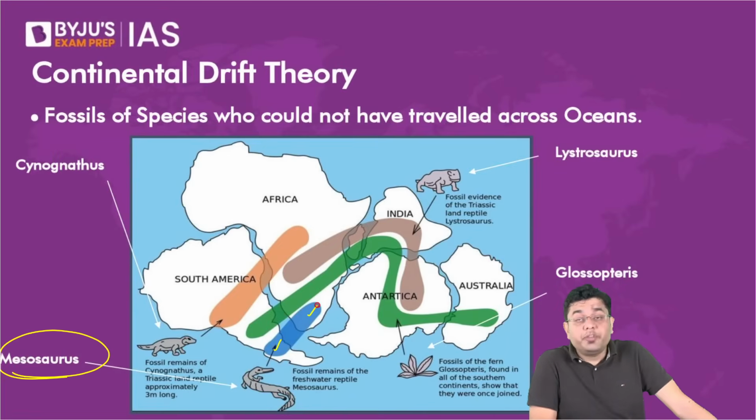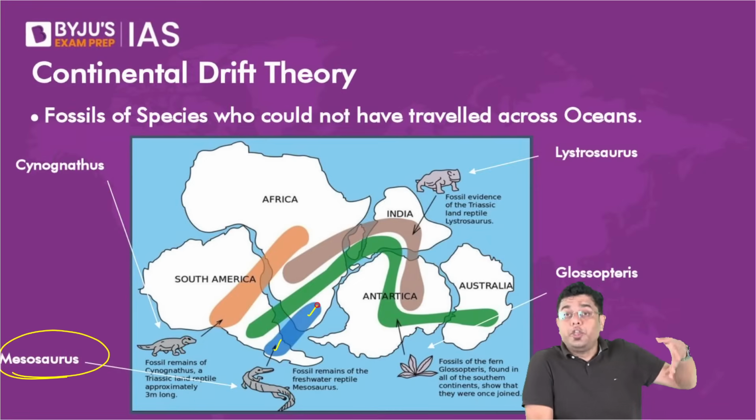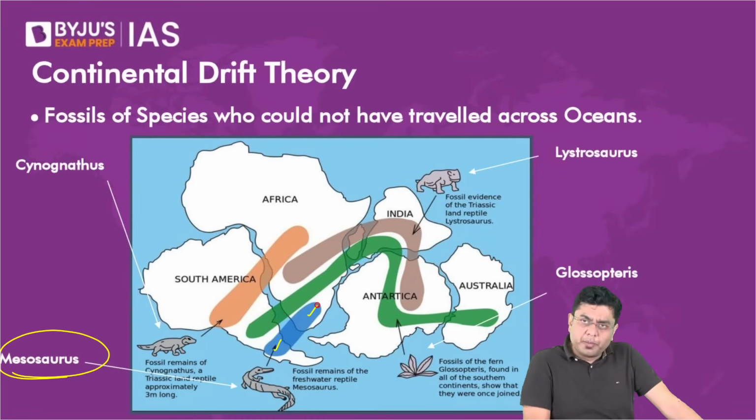Now, how is it possible? How is it possible that the same animal could be found in such very different places, separated by thousands and tens of thousands of kilometers? It is a freshwater reptile, so you cannot even argue that on one fine day when that reptile would have felt adventurous, it would have started swimming across the Atlantic Ocean. Eventually, a few of them would have reached Africa and they would have populated Africa. That cannot be the case because it is a freshwater reptile and oceans are salty, they are saline, they cannot survive there. So, how is it possible?